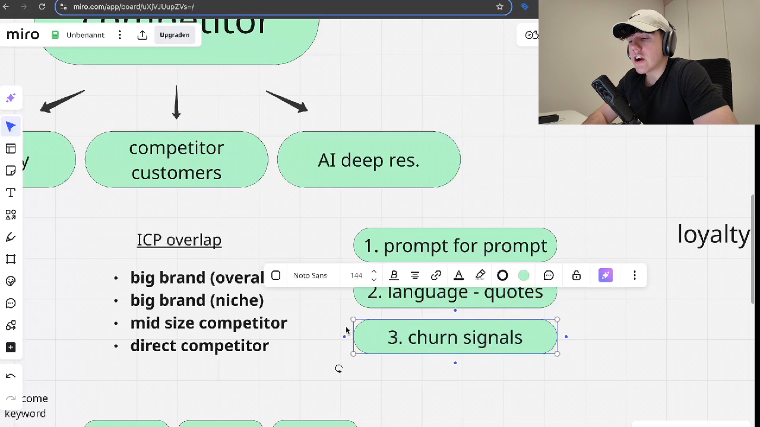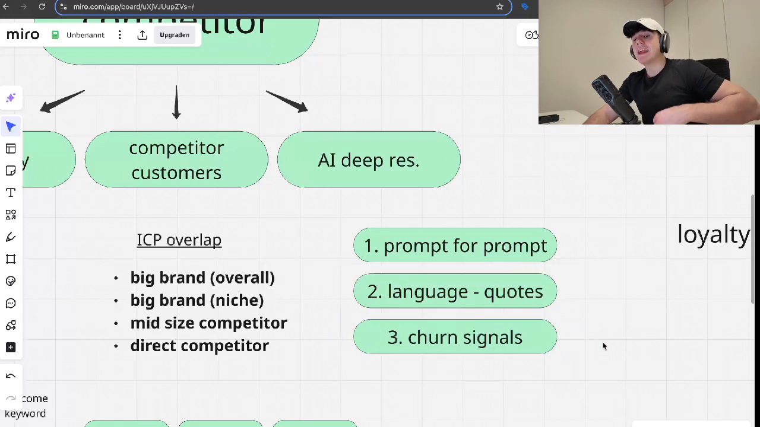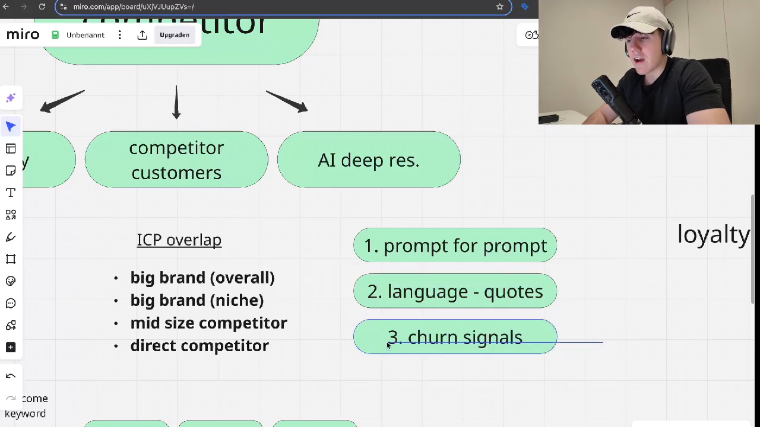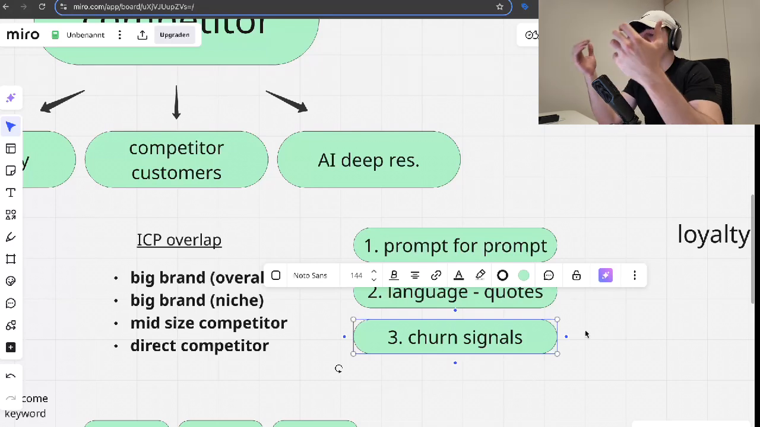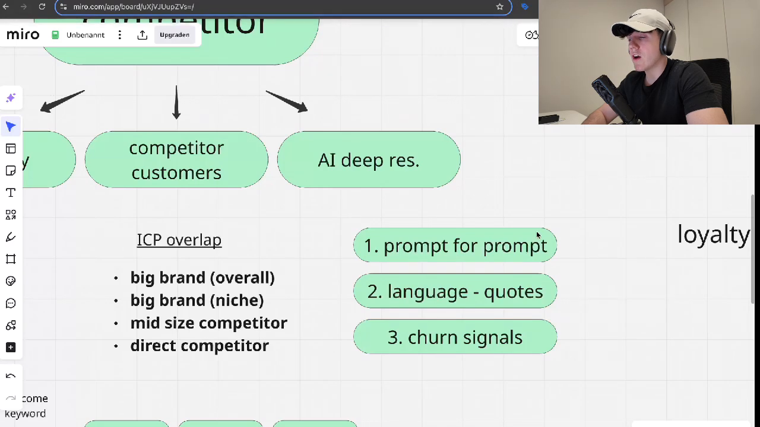And then obviously the churn signals. So what are things that made customers of competitors churn out in the past? A lot of it is going to be in reviews, pages and pages worth of reviews. And obviously you don't want to do all that yourself, because that would be a waste of your time, and you can get AI to do that really, really well for you.